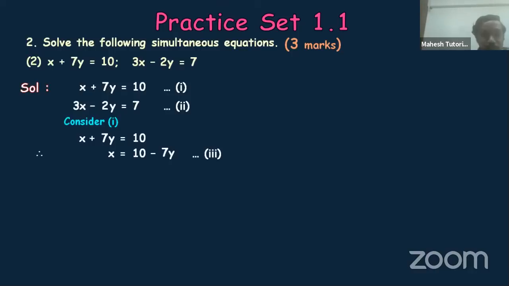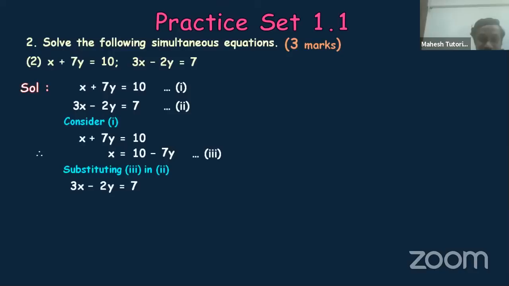Equation 2. So what we are going to do is we'll put this value of x in equation number 2, which we had not considered. So in the next step, we are going to substitute the value of x, that is equation number 3, in equation number 2. So now students, I want every one of you to read equation 2. 3x minus 2y is equal to 7.